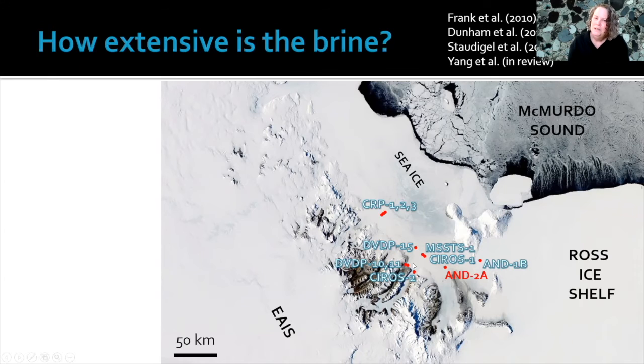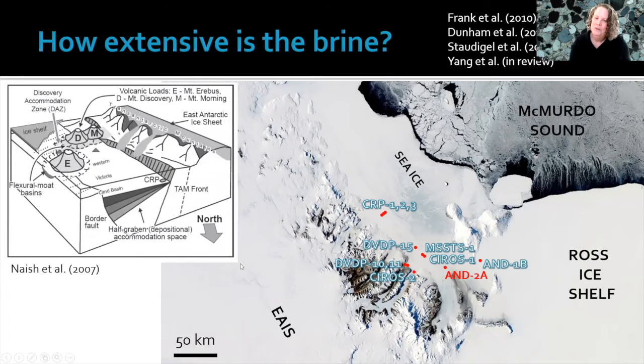There are a few DSDP drill sites that fall just off this image, up in this direction to the northeast. Their pore water data just shows slightly modified seawater. So it looks like this brine is localized in this area here. Here's a cartoon of the Victoria Land Basin. Again, it's a half graben system that's bounded by these faults. And it could be that the brine formed in this area and hasn't been able to migrate further because it's bounded by these faults.